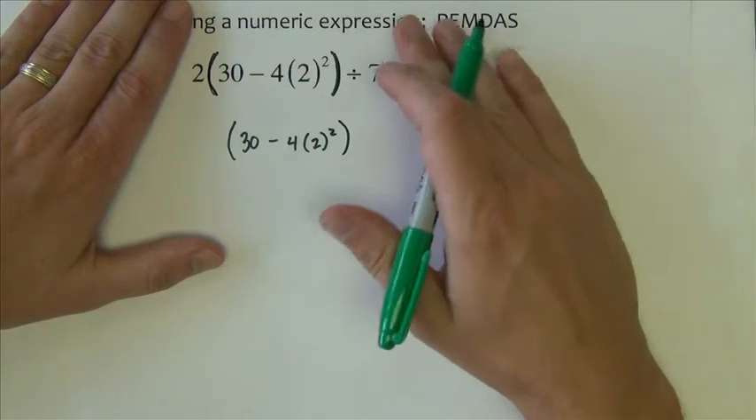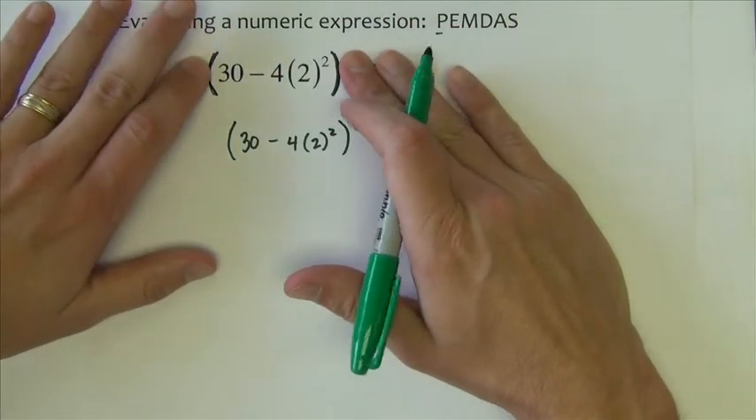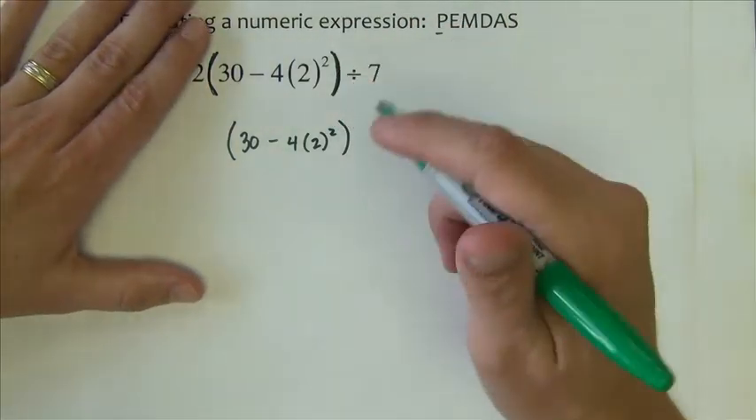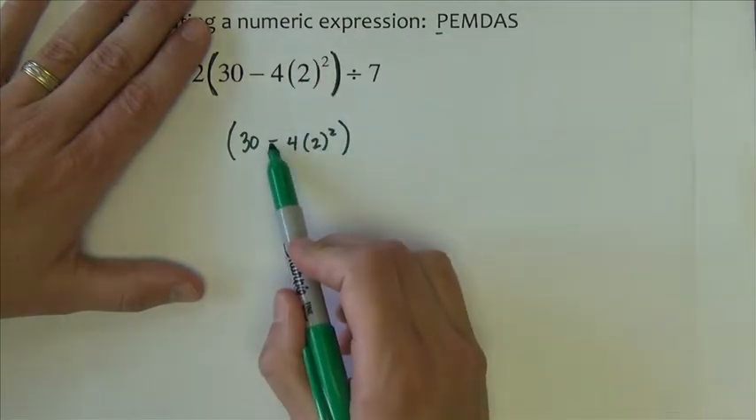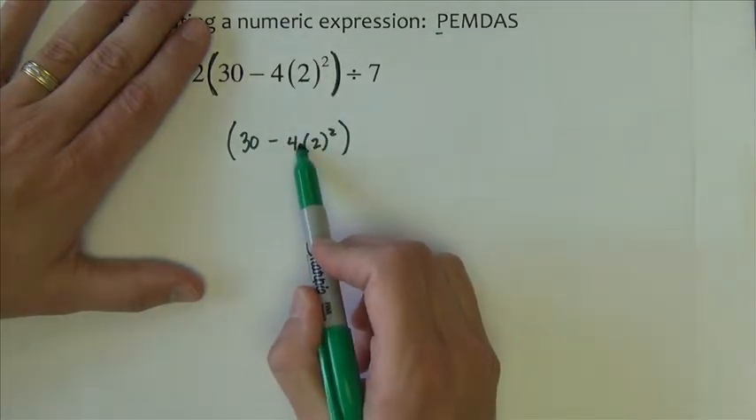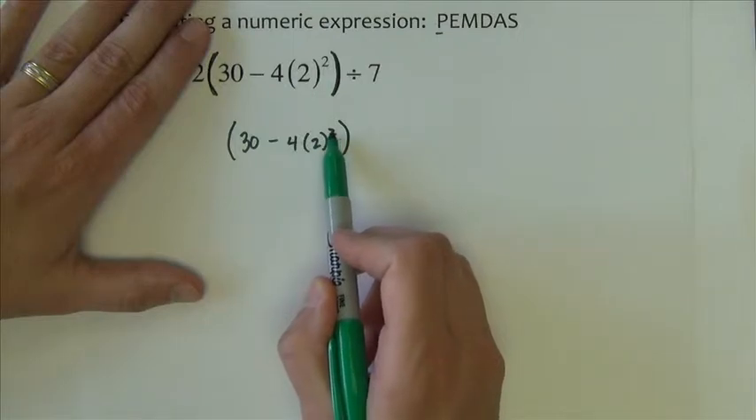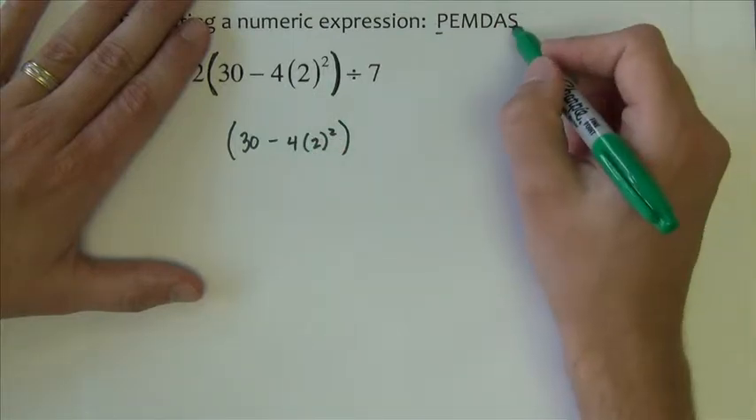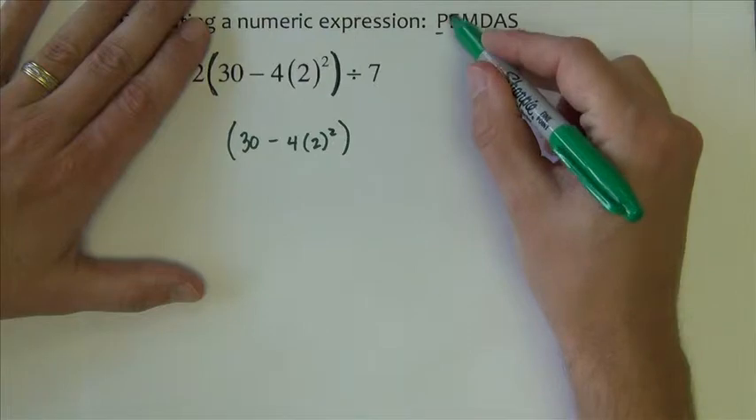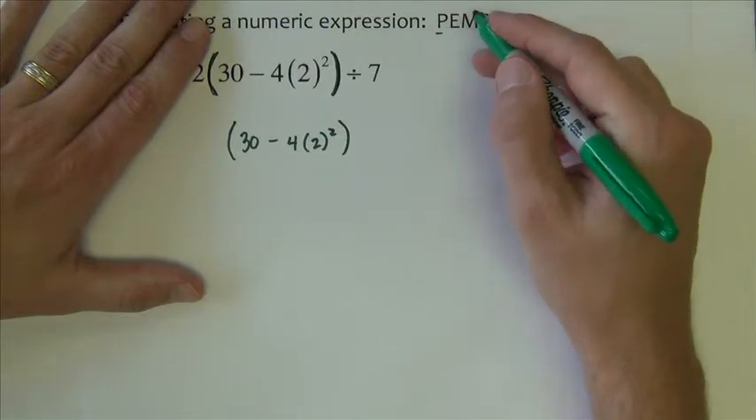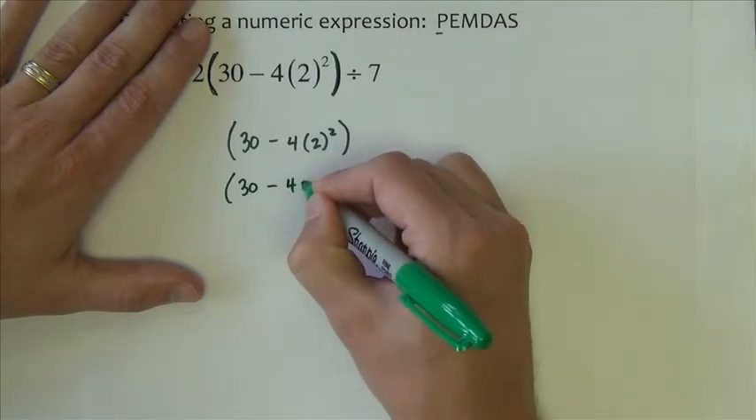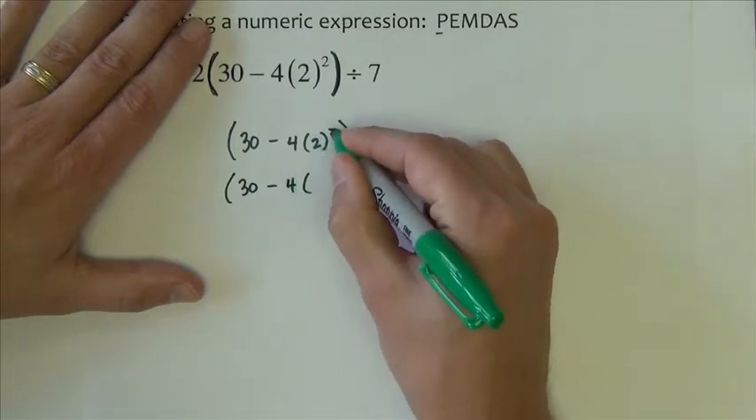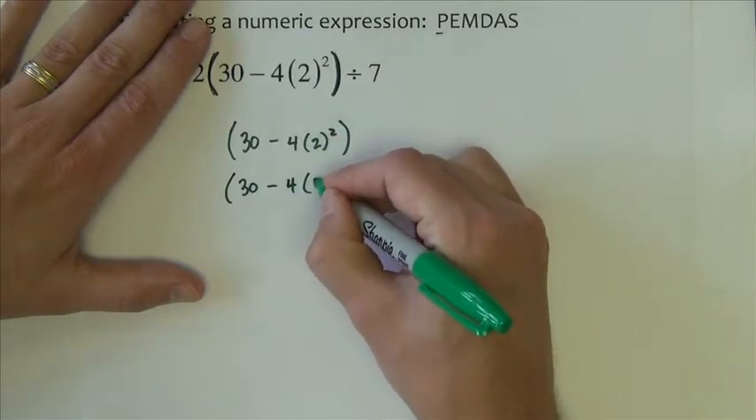So let's just look at that. We'll bring the rest back when we are ready for it. Inside this set of parentheses, we have three operations: subtraction, multiplication, and an exponent. Exponent is the one that has to come first. So I've got 30 minus 4 times, and I work out this exponent. 2 squared is 4.